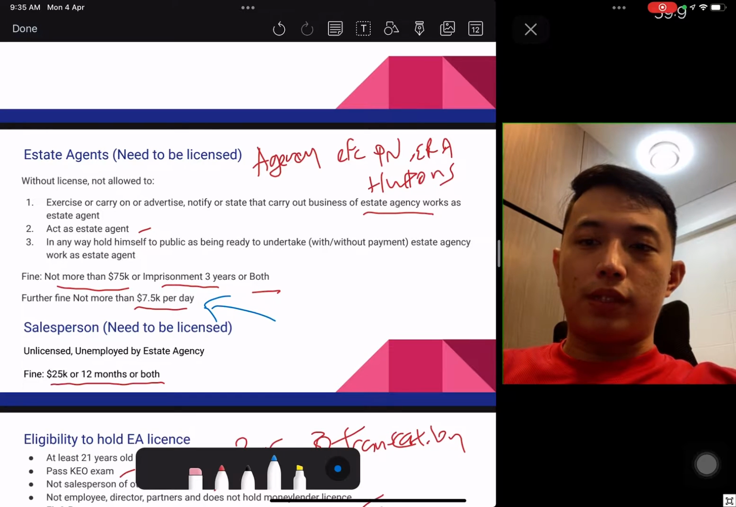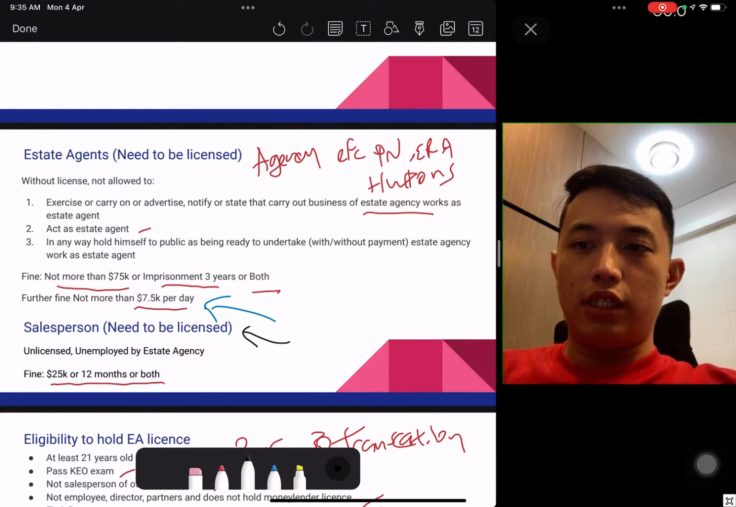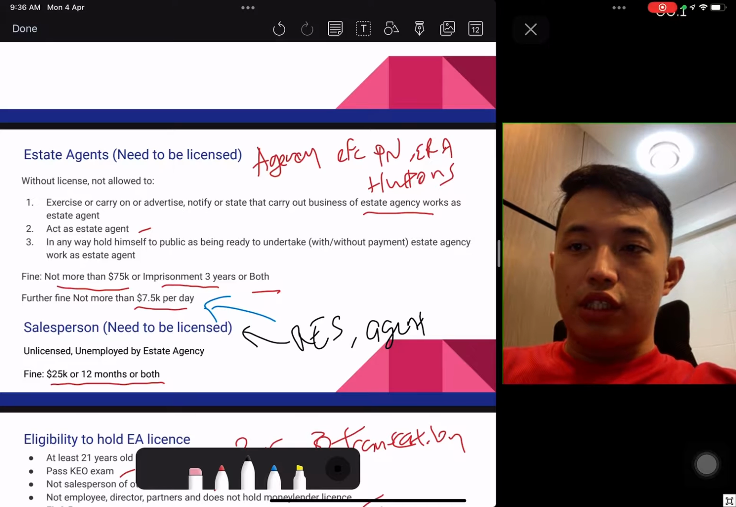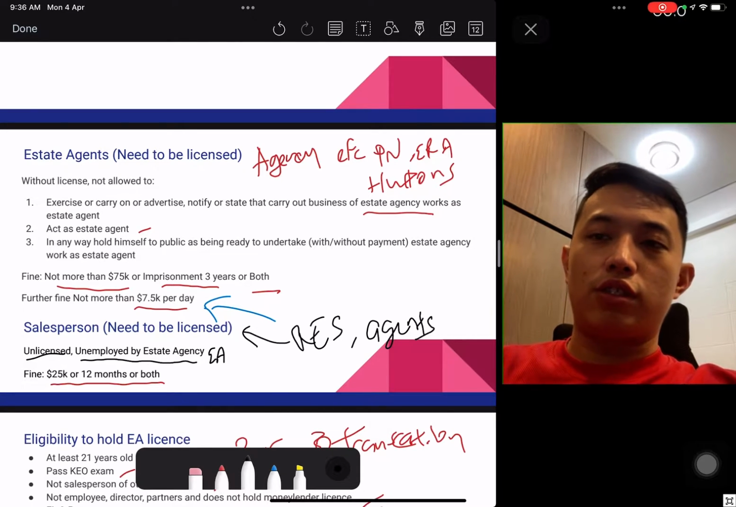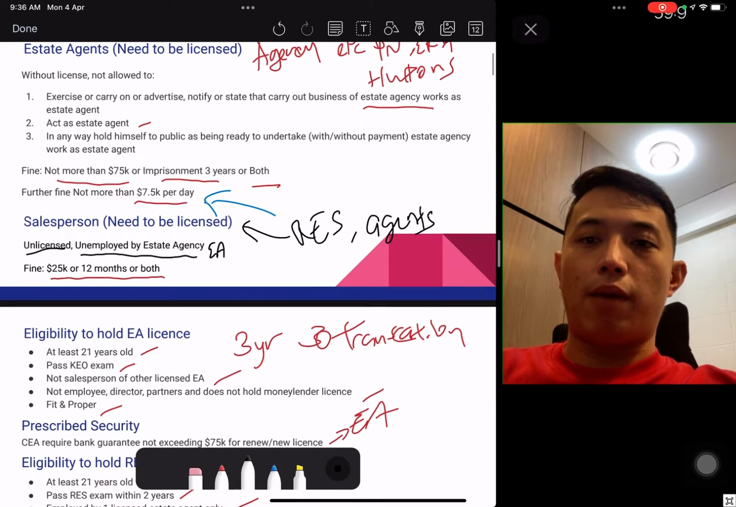So for a salesperson, which is what we all are, this is actually the RES, real estate salesperson, which are the agents acting for the sellers or buyers. If you're unlicensed and not employed by any estate agency or estate agent, EA, you will be fined 25,000 or 12 months imprisonment, or both.